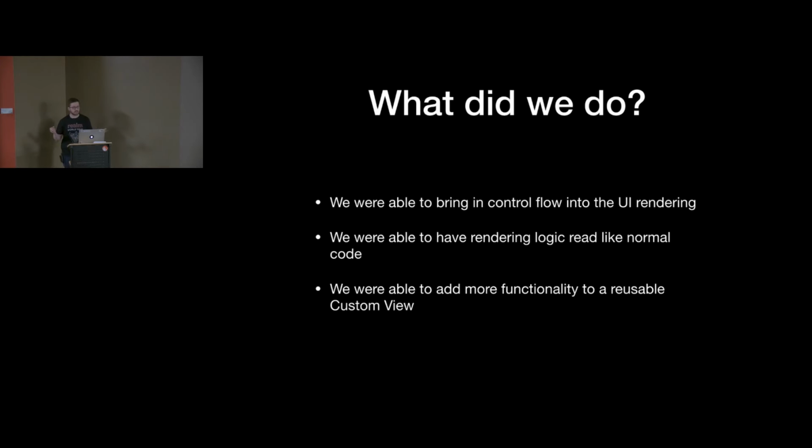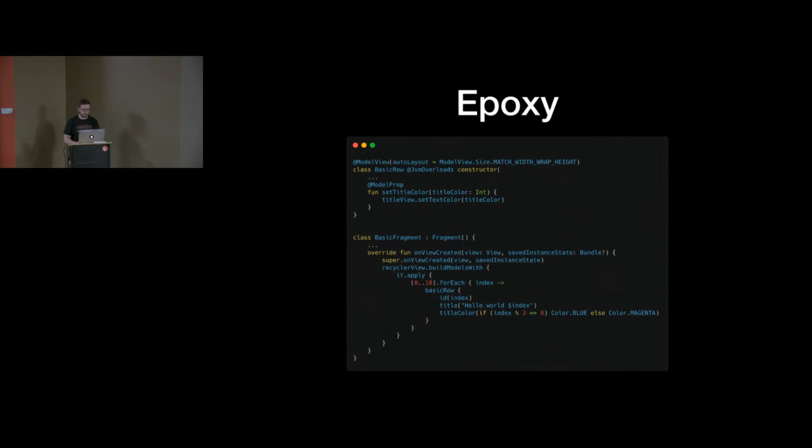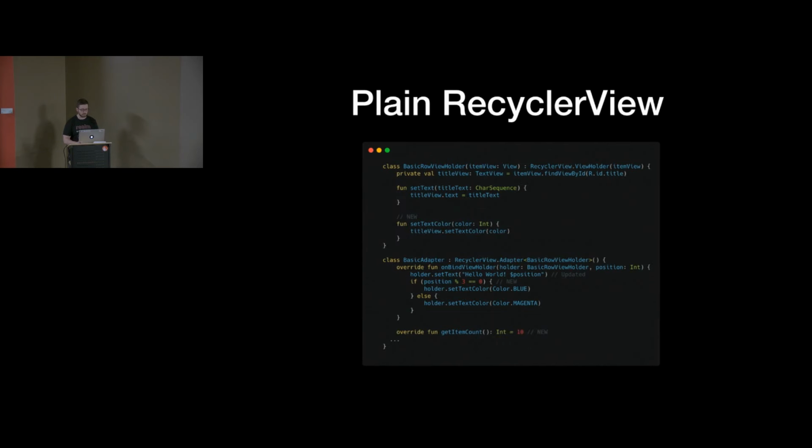So, why is this any better? It might not even look very good. You might be trying to boo me. So what did we actually do, or what was the benefit of that? We were able to bring control flow into the UI rendering. That might not sound too exciting, or you might think you could do that some other ways, but there's a lot of use cases I can think of where that's super helpful. We were able to have rendering logic read just like normal code. It's a lot more obvious what this is going to do, in my mind, than what this is going to do. I don't know.